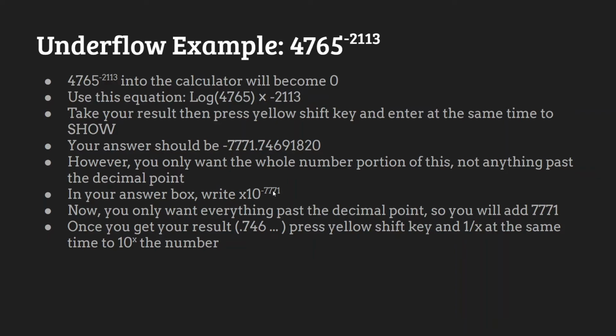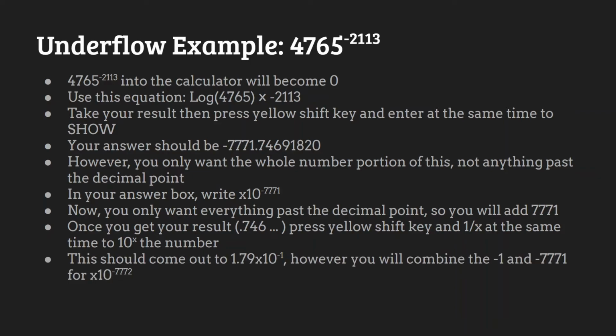Once you get your result, 0.746, press the yellow shift key and 1 over x at the same time to 10 to the x of the number. This should come out to 1.79 times 10 to the negative first. However, you're going to combine negative 1 and negative 7,771 for times 10 to the negative 7,772.